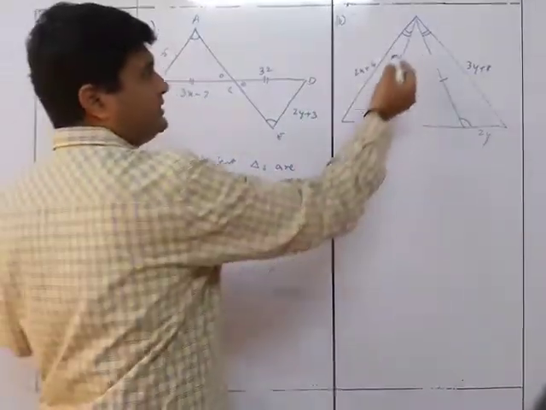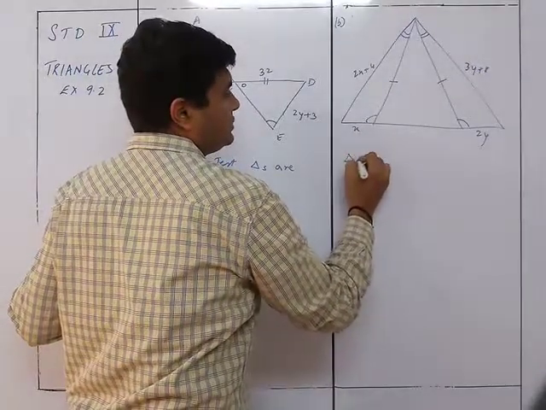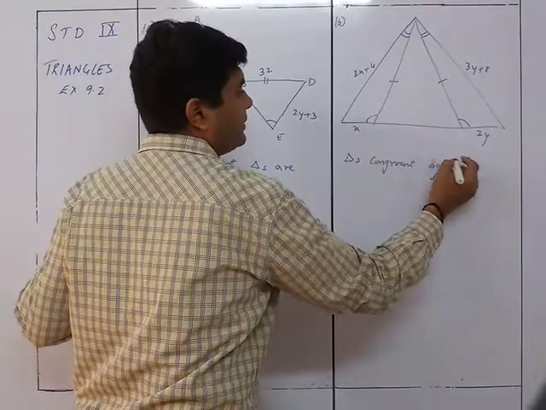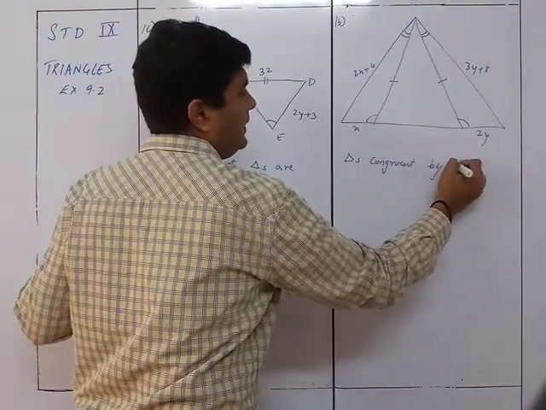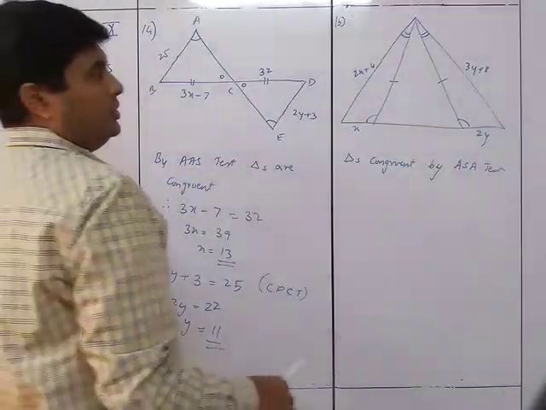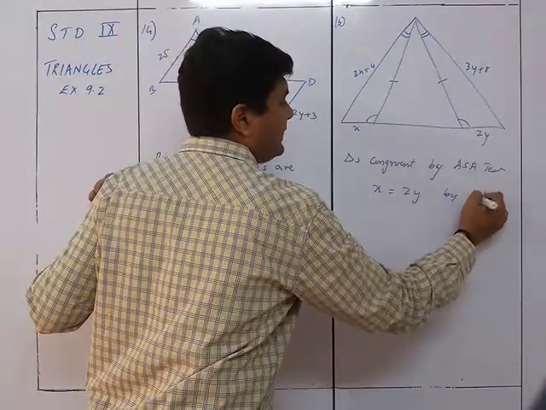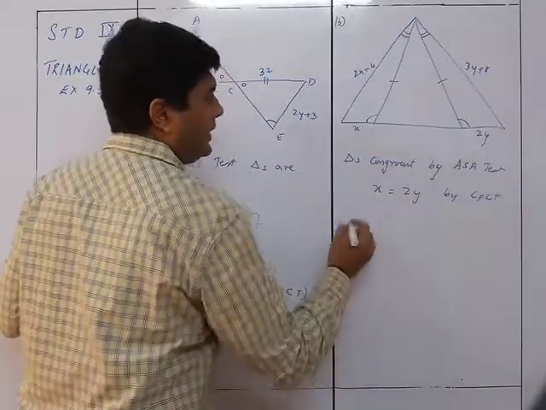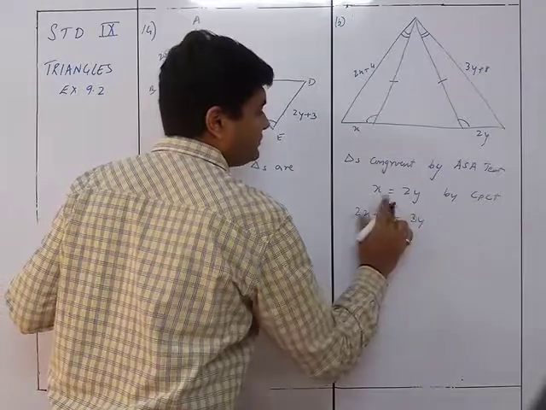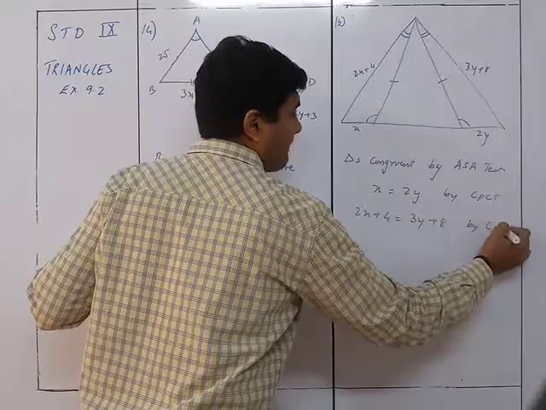So again, we know over here angle, side, angle, ASA, so triangles are congruent by ASA test. Therefore, x is equal to 2y by CPCT, and 2x plus 4 is equal to 3y plus 8 again by CPCT.